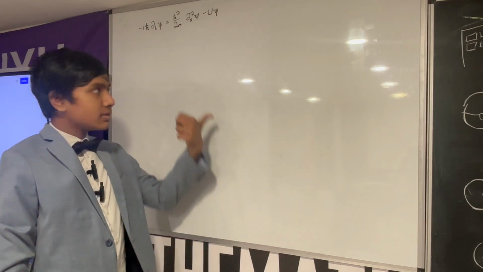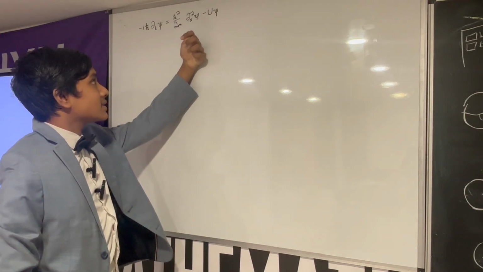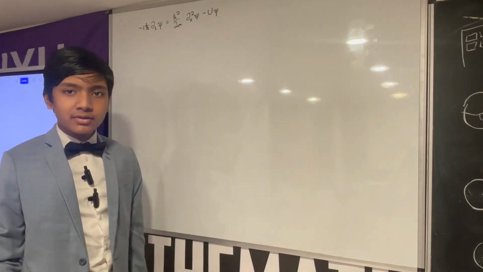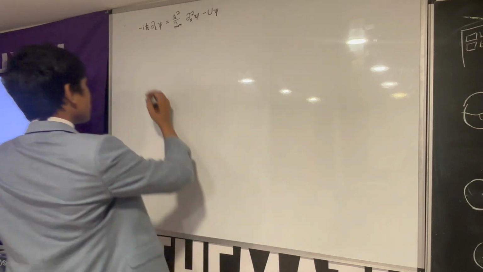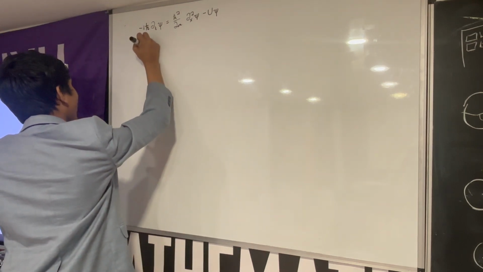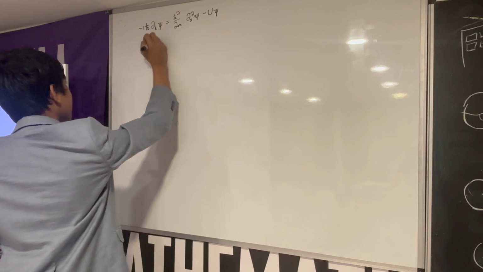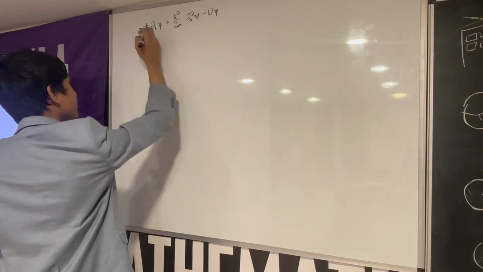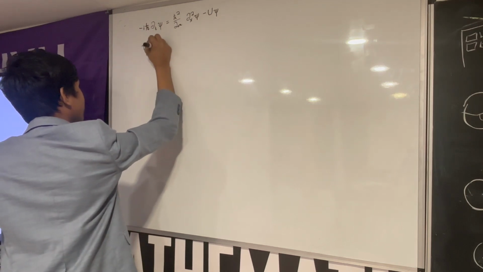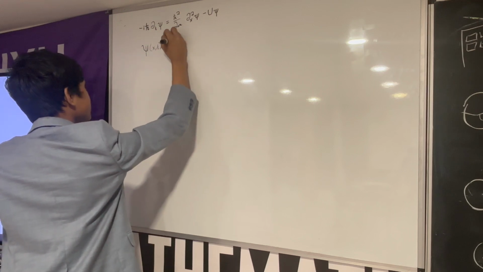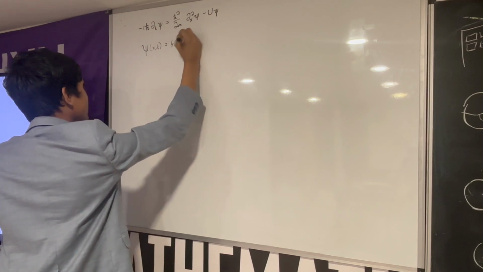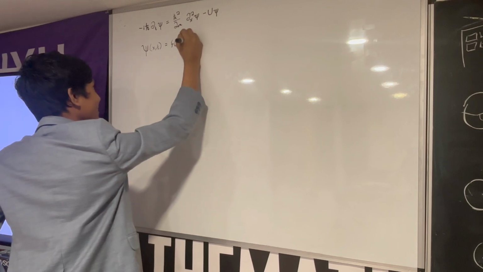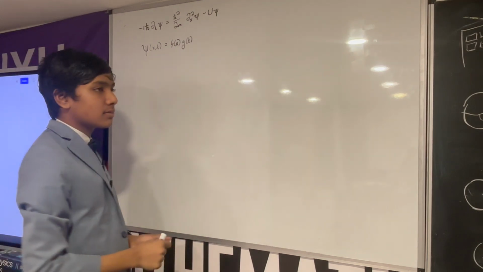Alright, so this is the Schrodinger equation. But what do we do with it? Well, we talked about normalizing solutions to it, but how do we actually solve it? Well, we use separation of variables. We assume that the wave function is a product of a function of x and a function of time.